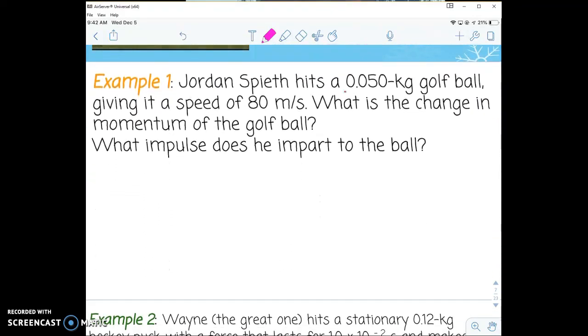Jordan Spieth hits a 0.050 kilogram golf ball, giving it a speed of 80 meters per second. What is the change in momentum of the golf ball? We know that change in momentum is equal to the mass times the change in velocity. This little triangle is the Greek letter delta. It always means change in. Our mass is 0.050. The ball was starting at rest, so our change in velocity is 80 meters per second.